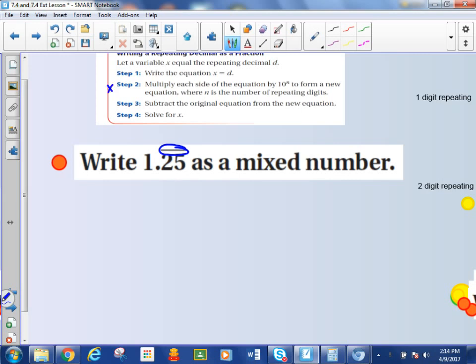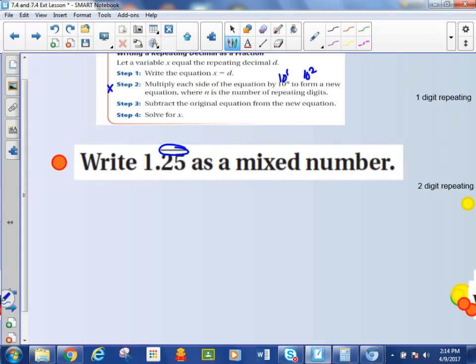That is where instead of it being times 10 to the power of 1, which was actually 10, in this case we're working with two repeating numbers, so it would be 10 to the power of 2, or 100. Okay, so the first step is we're going to write it out as x equals. So we've got x equals 1.25. We always do x equals our decimal number.